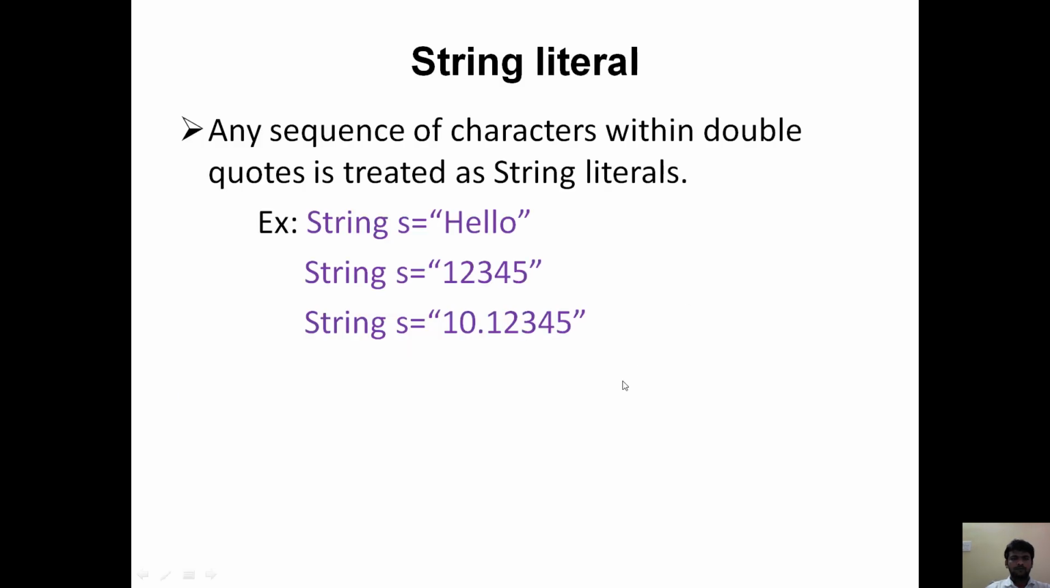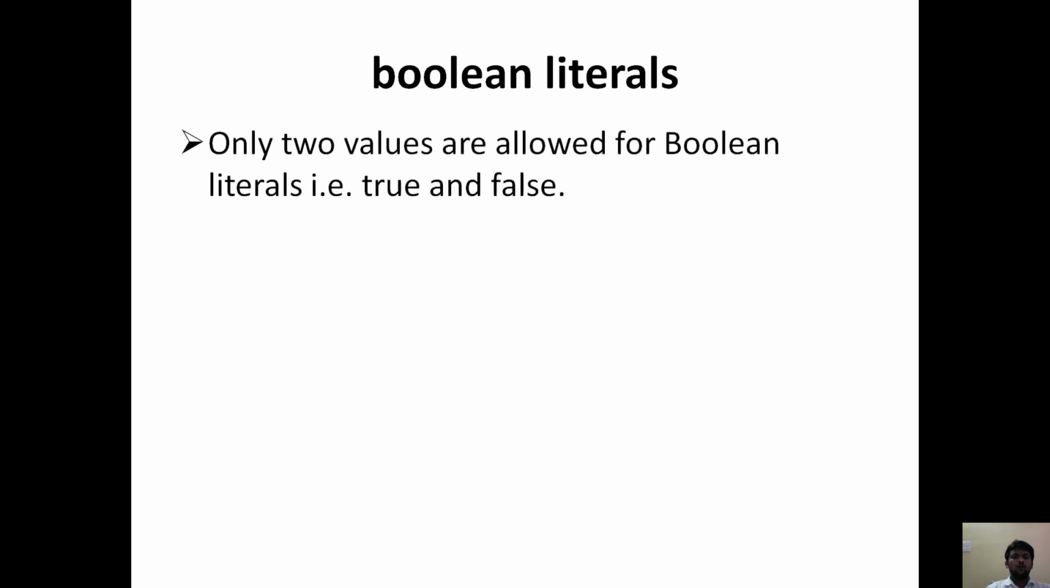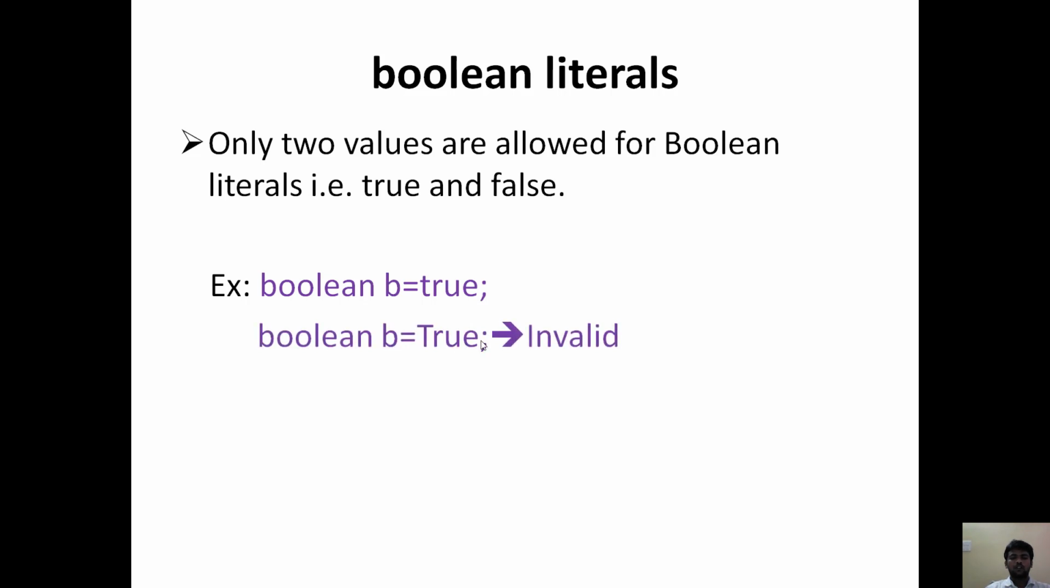Next one, Boolean literals. Only two values are allowed for Boolean literals, that is true and false. Suppose you take an example, boolean b equals true, it is a valid statement. If you write the statement like boolean b equals True, this T must be lowercase, otherwise it is invalid. And boolean b equals 0 is invalid. In Python this is valid, but in Java it is invalid. In C this is valid, but in Java it is invalid. You must use the Boolean values true and false only. So this is about literals in a Java program.